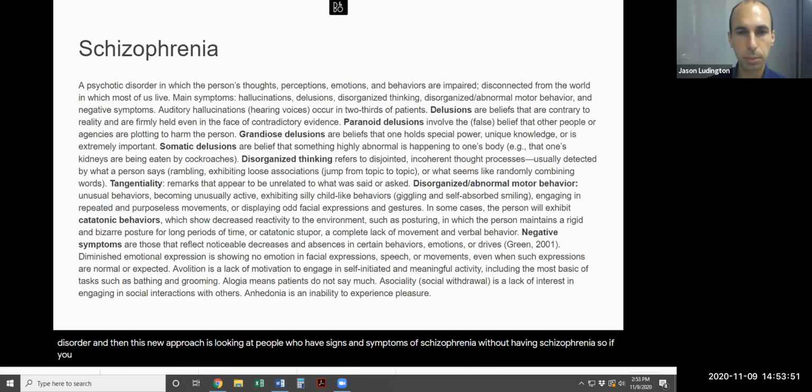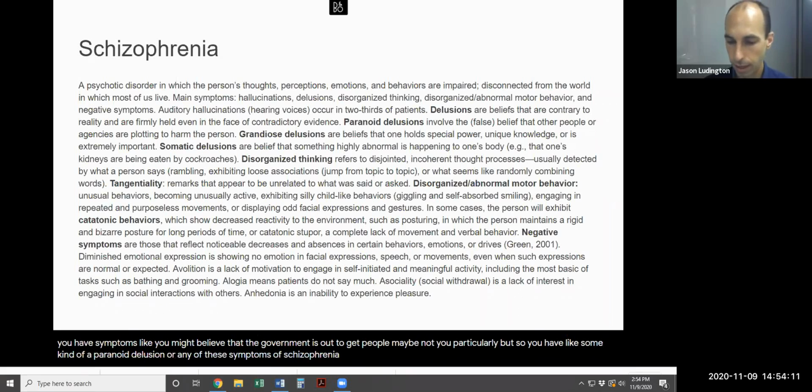So if you have symptoms like you might believe that the government is out to get people. Maybe not you particularly, but so you have some kind of a paranoid delusion or any of these symptoms of schizophrenia. Those are prodromal if you don't have schizophrenia.